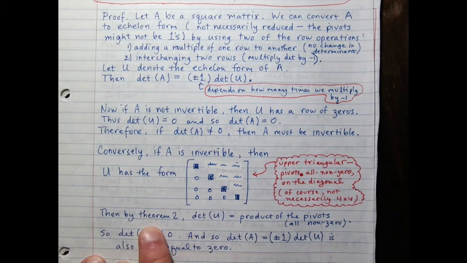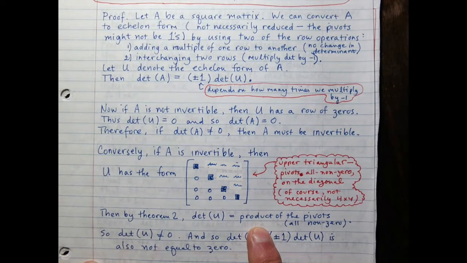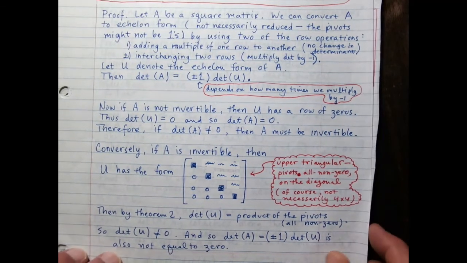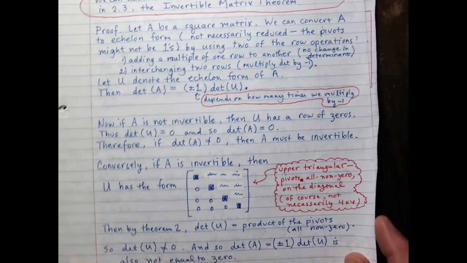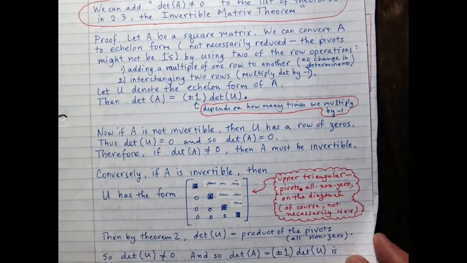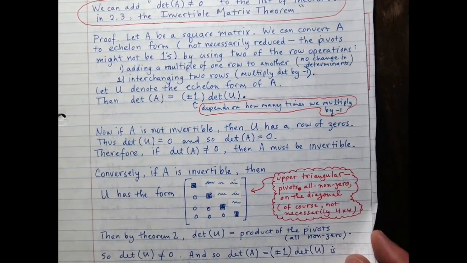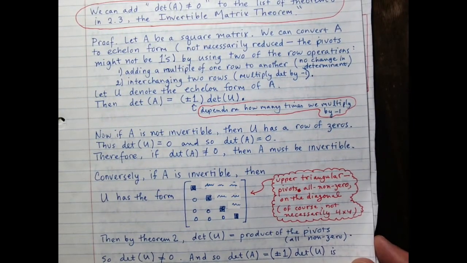But by theorem 2, from this chapter, the determinant of U is the product of the pivot entries, which are all non-zero. So the determinant of U must be non-zero. The determinant of A, which is plus or minus the determinant of U, must also be non-zero. So it's really this row operation connection that helps us understand why the determinant of any invertible matrix is not 0.